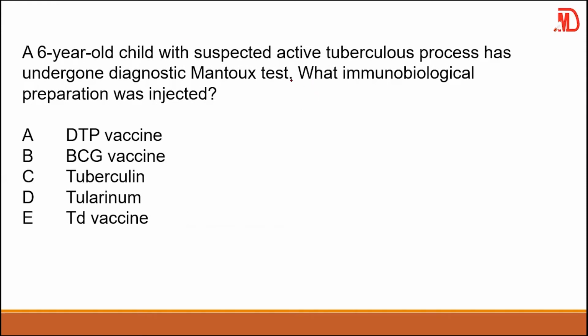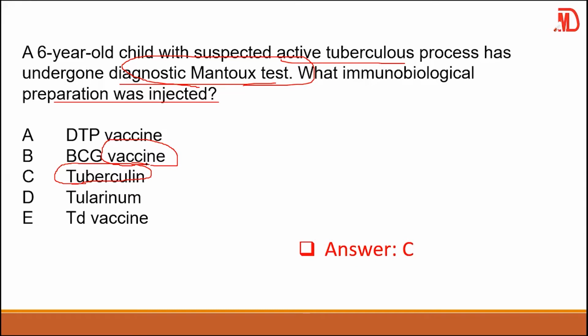A 6-year-old child was suspected to have an active tuberculosis process and has undergone Mantoux test. What immunological preparation was injected? So Mantoux test, and of course, you know your answer is tuberculin. Someone was asking me, what then is BCG? BCG is a vaccine to prevent the occurrence of tuberculosis. But tuberculin is the test that is used to determine whether there's tuberculosis or not. But the process is called the Mantoux test. So please don't get these things confused. So we're having C as our answer.